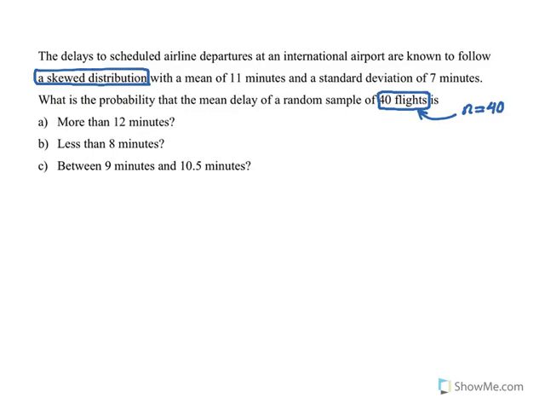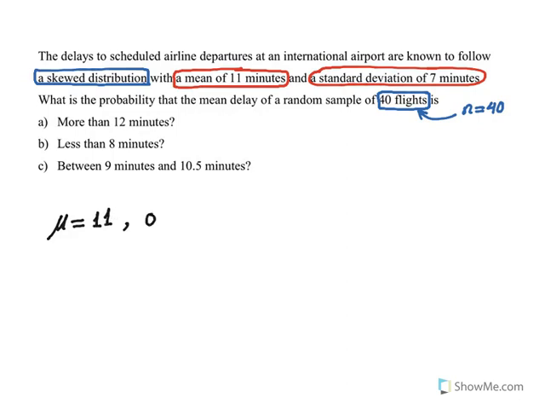So you have a mean of 11 minutes, this is the delay, and standard deviation of 7 minutes. So let's write this here. And what is the probability that the mean delay of a random sample of 40 flights is, and we have A, B, and C. So I need to write things down. So first, our mean is 11 minutes. Standard deviation, sigma, is 7 minutes. My sample size is 40. And so I want to solve 3 questions.